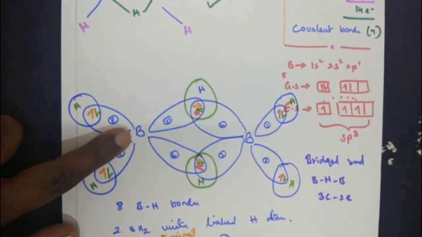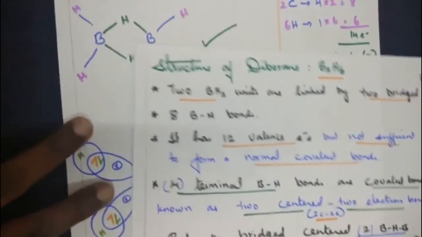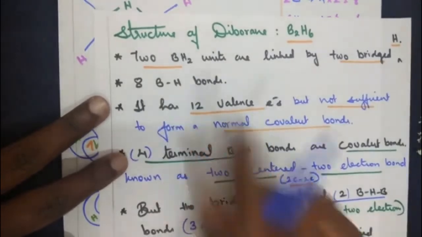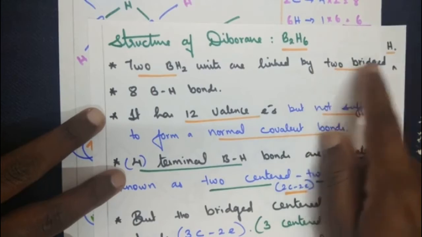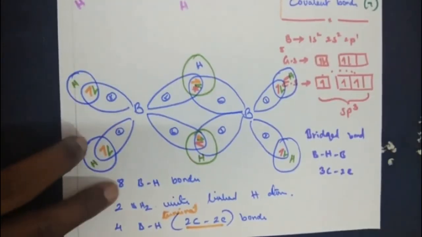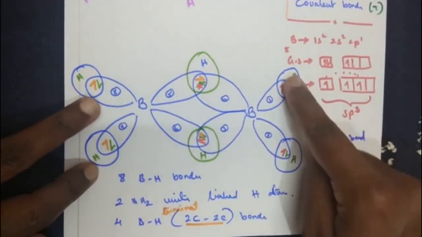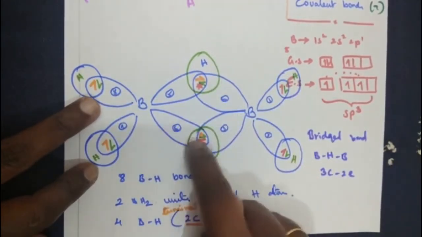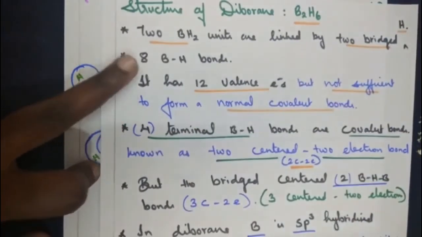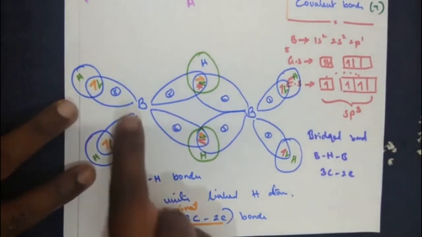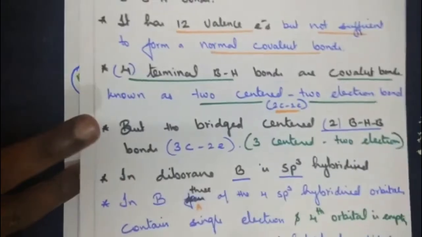So 3-centered 2-electron bonds. Now let's move on to how to write down the points in terms of the exam. As we told you, 2 BH2 units are linked by 2 bridged hydrogens. Just now what we have told you here. So this is 1 unit of BH2, this is another unit of BH2. They are linked by the hydrogen atom. Point number 1 is over. How many BH bonds are there? 8 BH bonds that I have written for you. I have even numbered them: 1, 2, 3, 4, 5, 6, 7, 8.